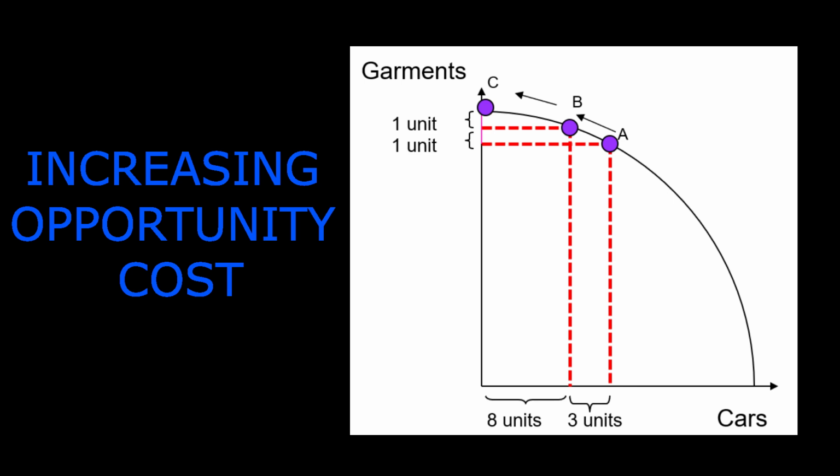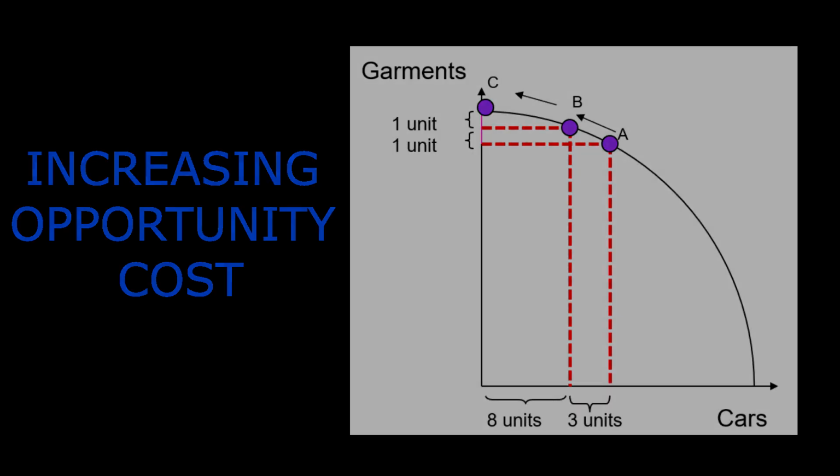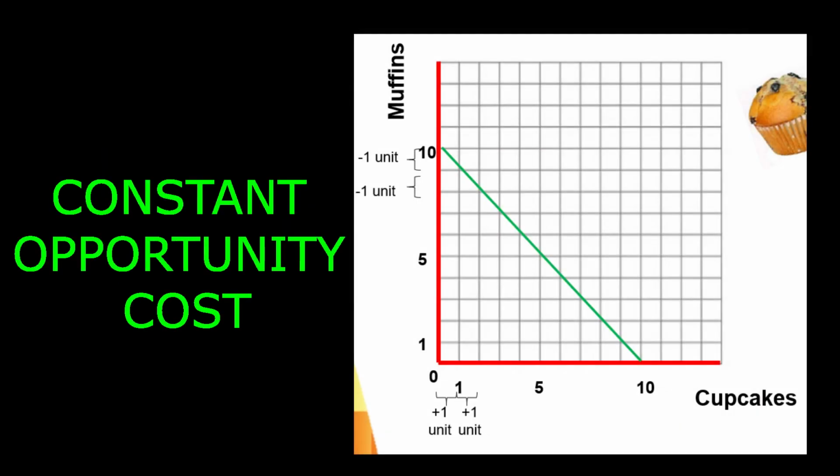So you realize that as you produce more and more of garments, you are giving up more and more of cars. This is a demonstration of the concept of increasing opportunity costs. The reason why is because not all resources, also known as factors of production, are equally suitable for the production of all types of goods and services. Okay, so far we have shown you that the PPF is a concave curve which demonstrates the increasing opportunity costs.